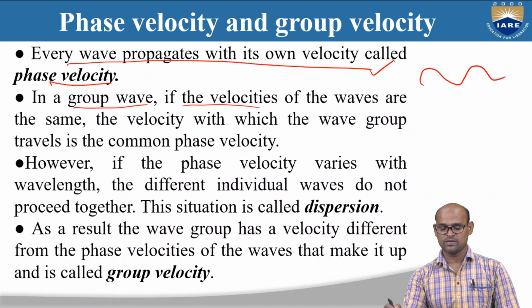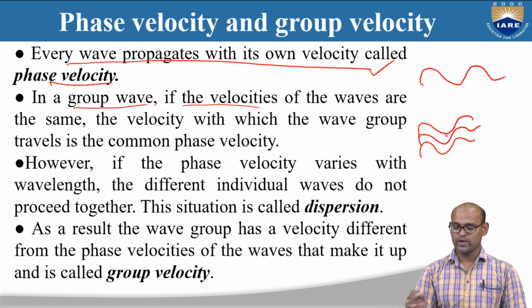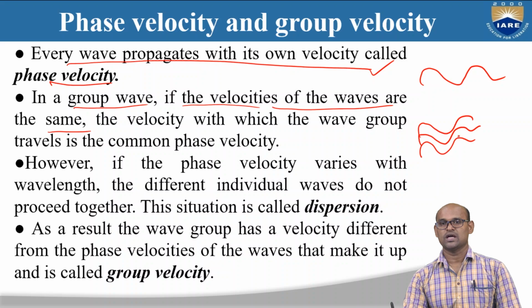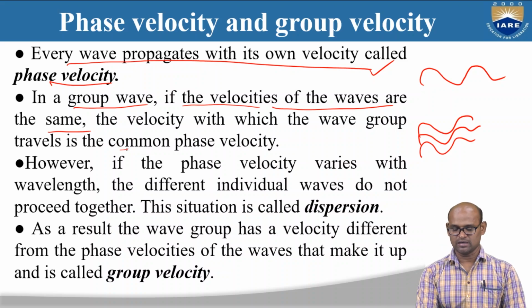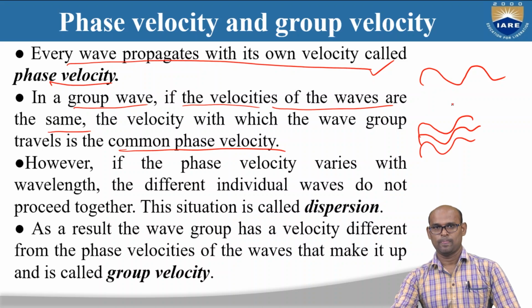So this is the case of the single wave which has a phase velocity. Now I have a wave group, for example. In this wave group, if the velocities of the waves are the same, all the waves having the same velocity, then I can call the wave group velocity the common phase velocity.